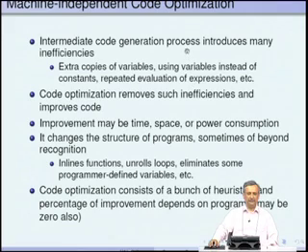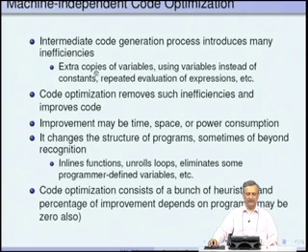So, here is the detail. Intermediate code generation process introduces many inefficiencies. This is the reason why we require the code optimizer phase, machine independent code optimizer phase. So, extra copies of variables, that is the temporaries, we already saw that T1, T2 etc. are all temporaries being generated, and then using variables instead of constants. So, we would have simply initialized the variable to a constant and use that variable in place of the constant, and then there are expressions which are going to be repeatedly evaluated. So, these are all the sources of inefficiency.